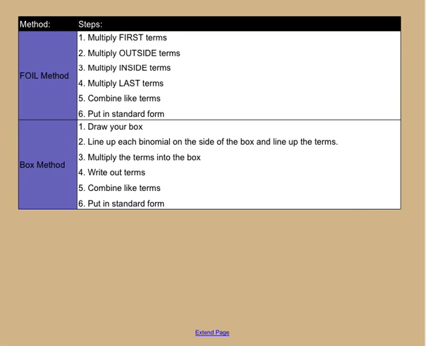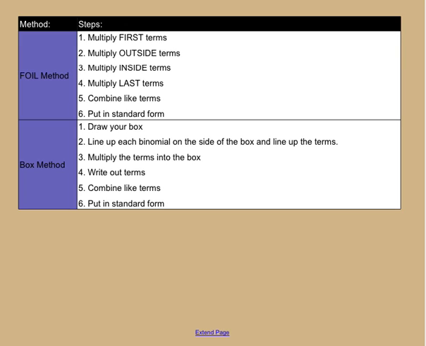So the first way we can do this is what I call the FOIL method. Now this is the one that's been standard for mathematics for a very long time. This is the one that most of your teachers probably learned, and your parents too. And that's the FOIL method. So you're going to multiply the first terms of each of the binomials. You're going to multiply the outside terms of each of the binomials. You're going to multiply the inside terms, the last terms. Then you're going to combine like terms and put it in standard form. Okay, so if you notice, first, outside, inside, last, that spells FOIL. So that's how you can remember that.